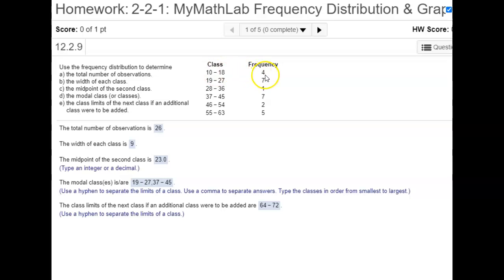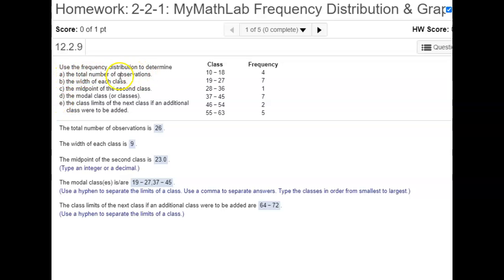4 pieces of data somewhere in between the ranges of 10 to 18. There are 7 pieces of data somewhere in the range between 19 and 27. So that's how you read this frequency distribution. And now let's answer the questions here that are being asked.